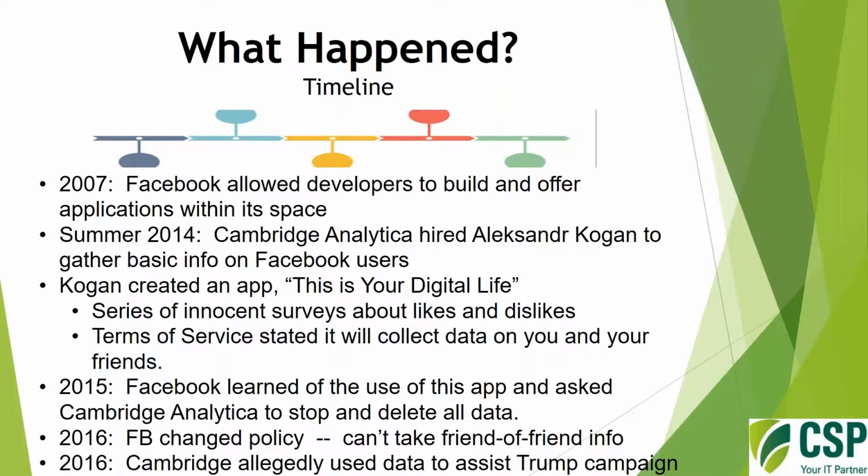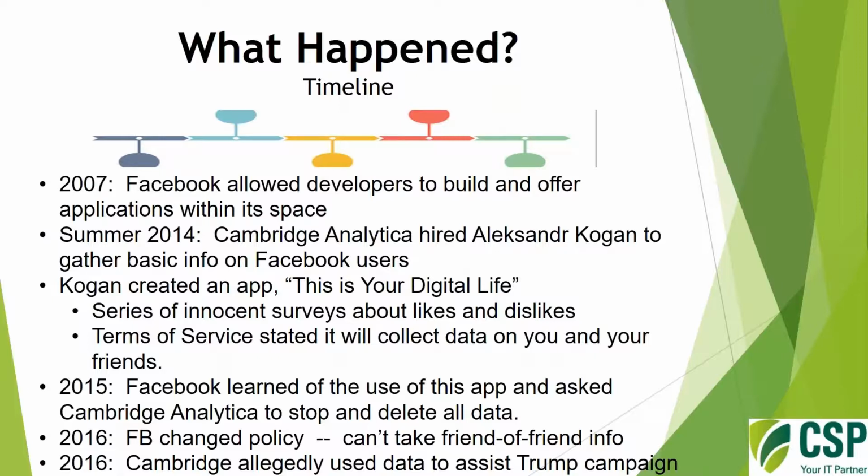In 2016, Facebook changed its policies and no longer allowed app developers to take information from friends of friends, or more or less from your friends. If you were to download an app, you can't use your info to then data mine your friends. That is no longer possible with Facebook's newest policy.